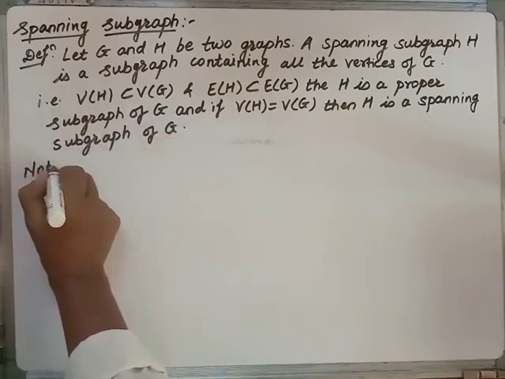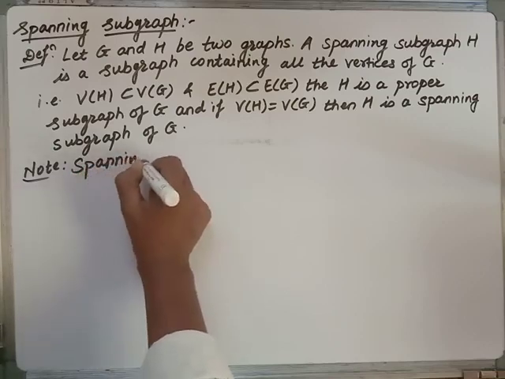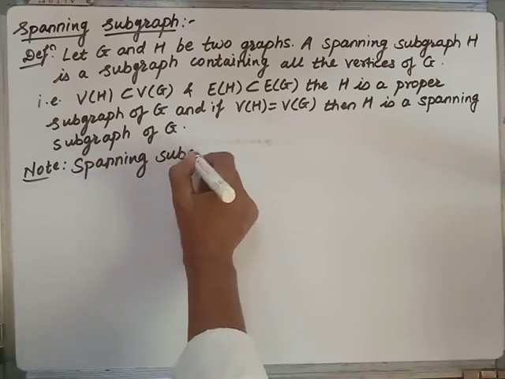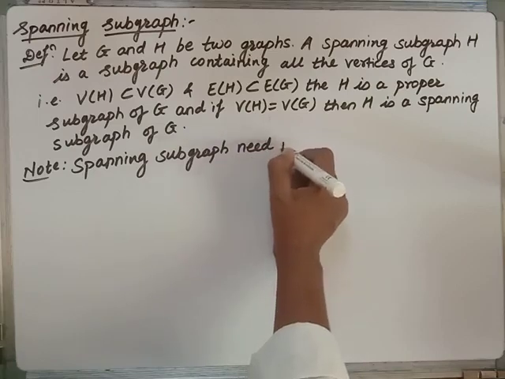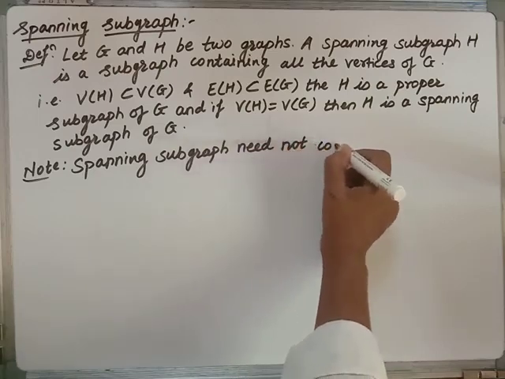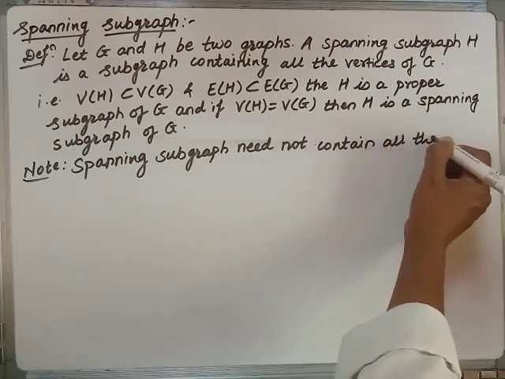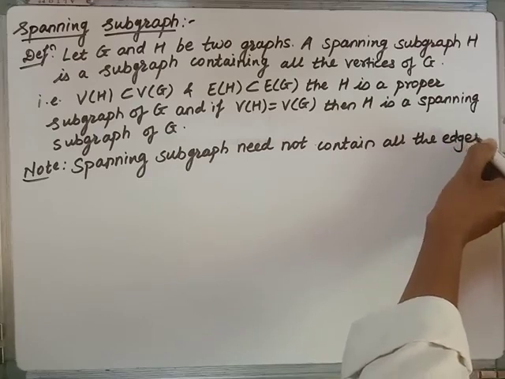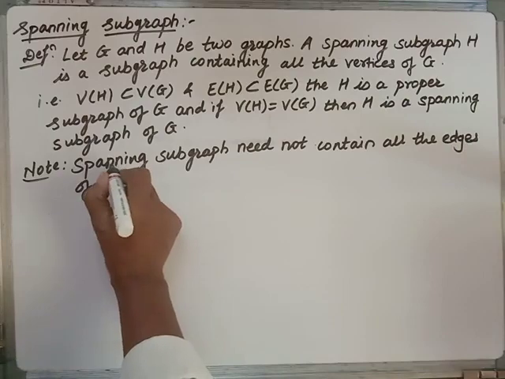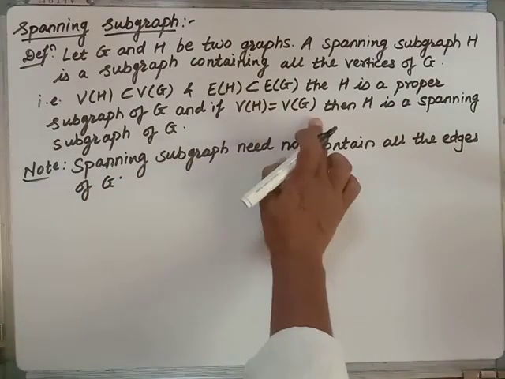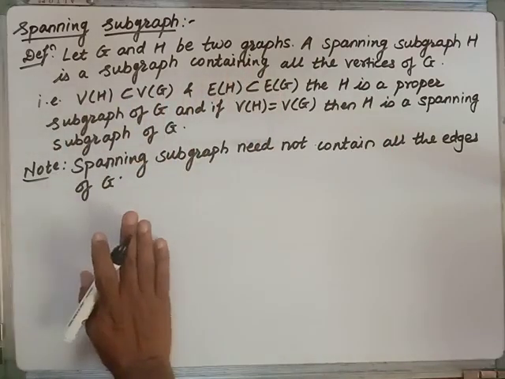Note, a spanning subgraph need not contain all the edges of G, but it must contain all vertices of G. Vertex sets are equal, while in a proper subgraph, these are subsets of the original graph.